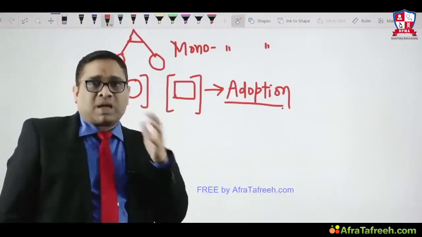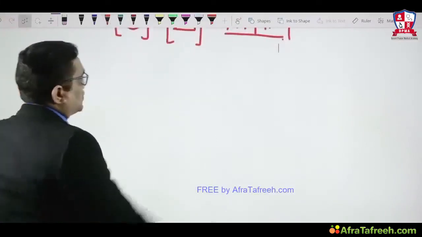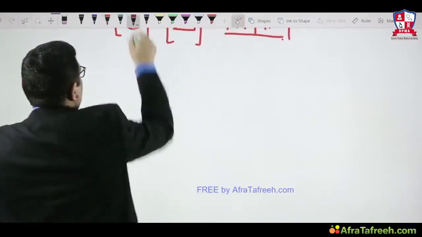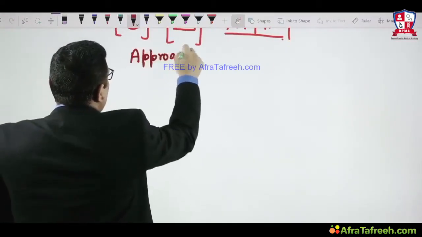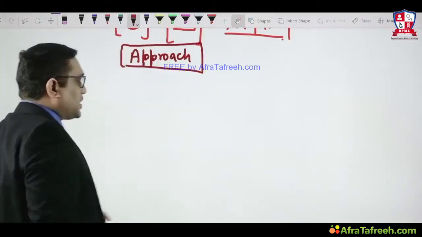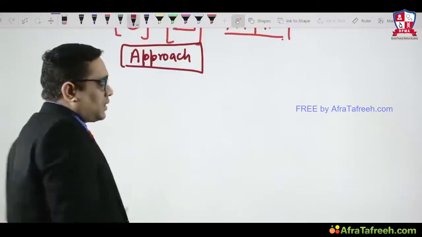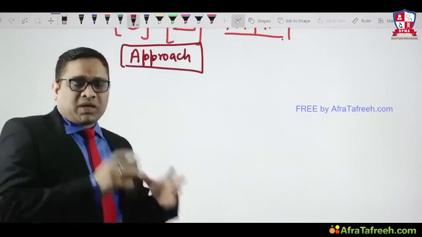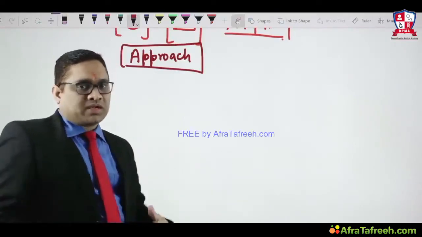How should our approach be for any pedigree question? So now we are going to discuss what our approach should be for any pedigree question. What should be the algorithm to be followed in the case of pedigree-based questions in our exam?